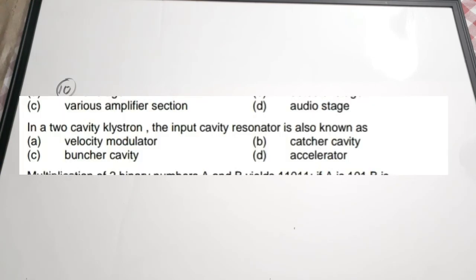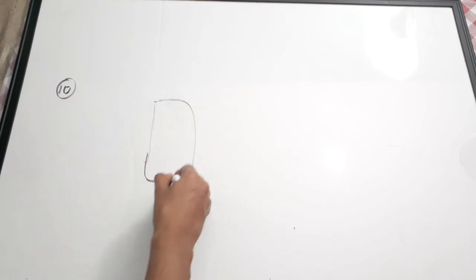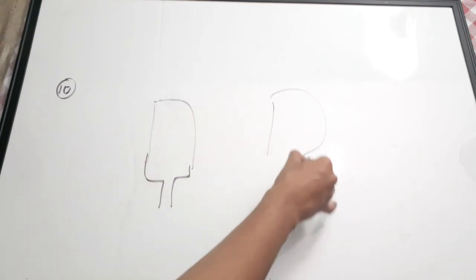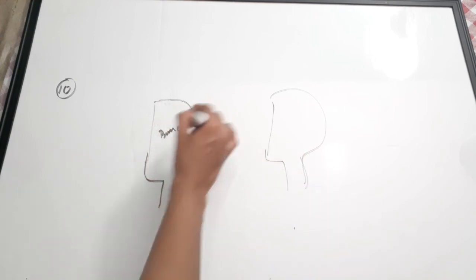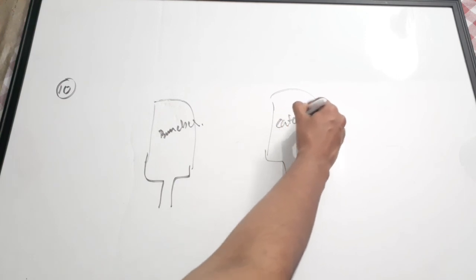In a two-cavity klystron, the input cavity resonator is also known as dash. A, velocity modulator. B, catcher cavity. C, buncher cavity. D, accelerator. Again, we have done a video on two-cavity klystrons in which we have discussed the basic working, the electron velocity modulation, the cavities and all the parameters. So, for a two-cavity klystron, there are two cavities anyway. The first cavity is called the buncher cavity. So the answer here is buncher cavity. And the second cavity is called the catcher cavity.